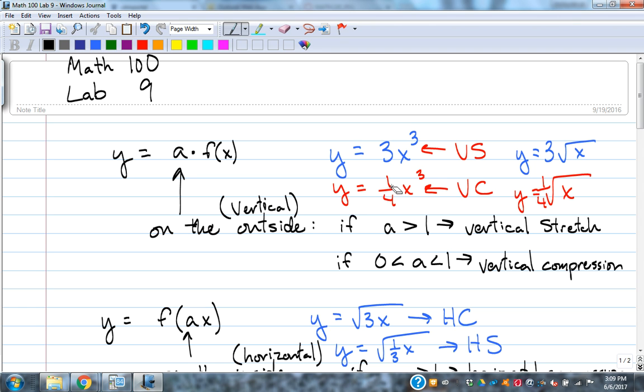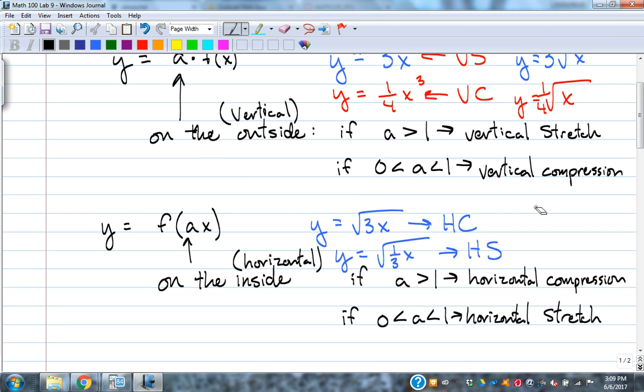Whereas if we take 1/4, which is a number between 0 and 1, on the outside, multiplication is a vertical compression or vertical shrink because that is a small number. Same thing happens with the square root of x function. If you multiply by a bigger number on the outside, it's going to be a vertical stretch. By a smaller fraction on the outside, it's going to be a vertical shrink or vertical compression.